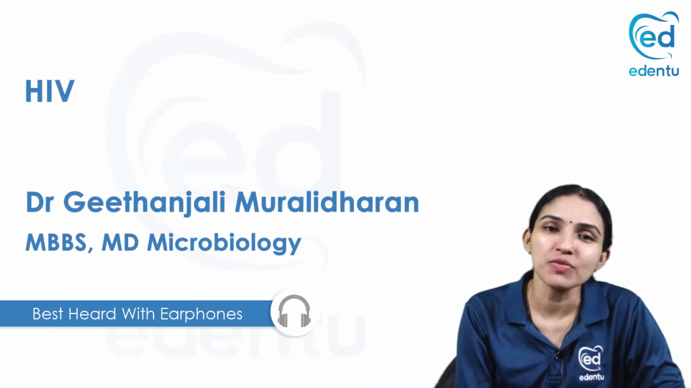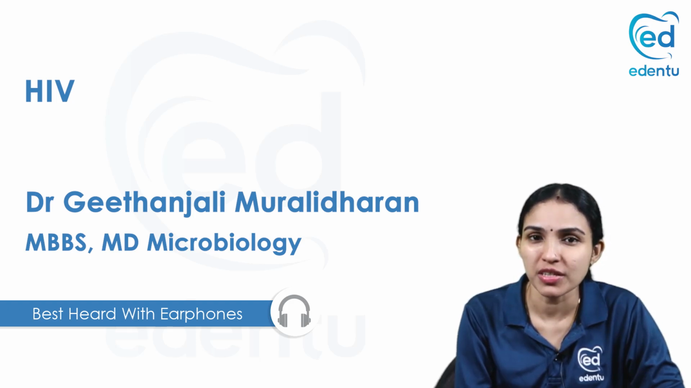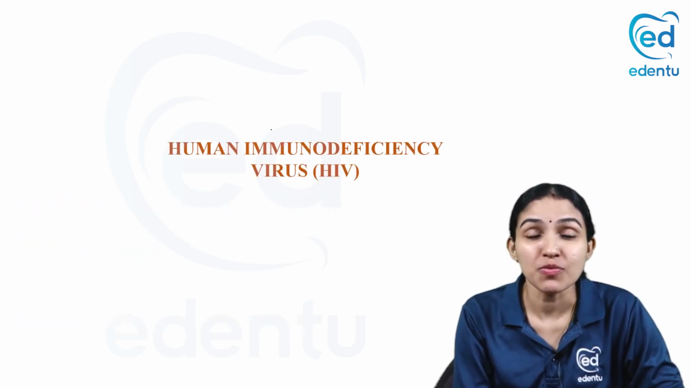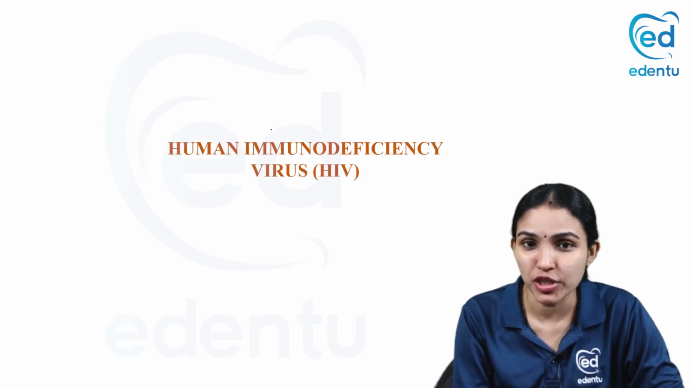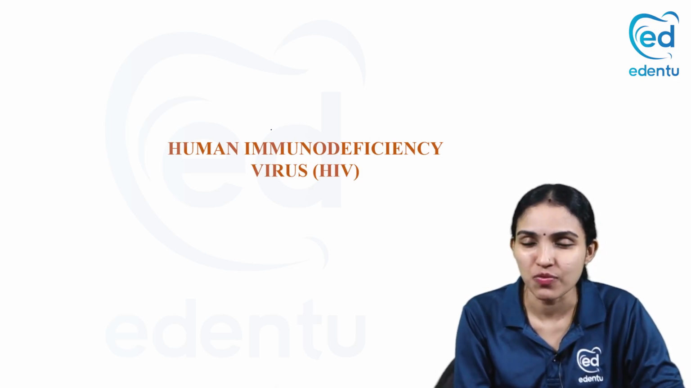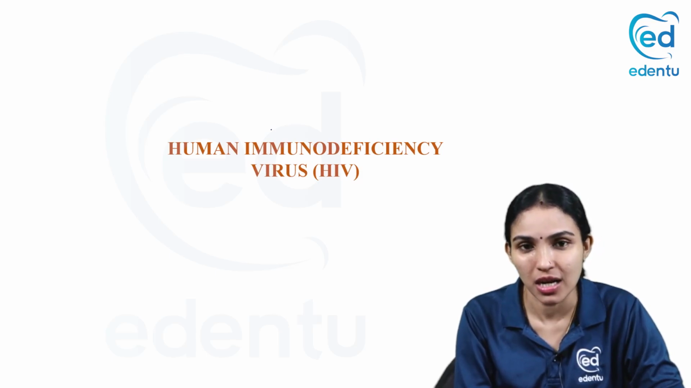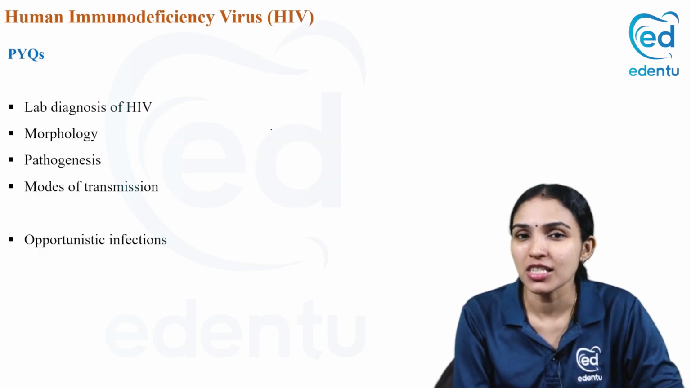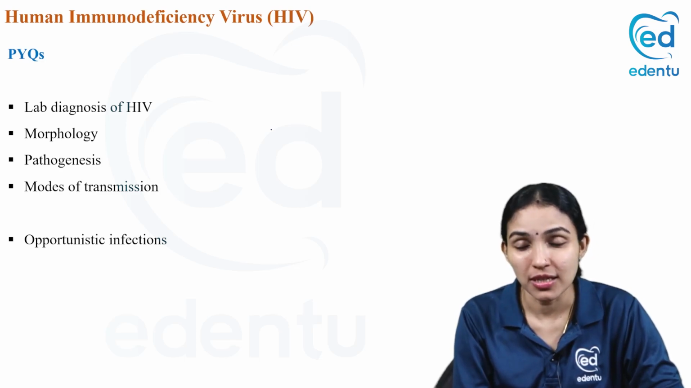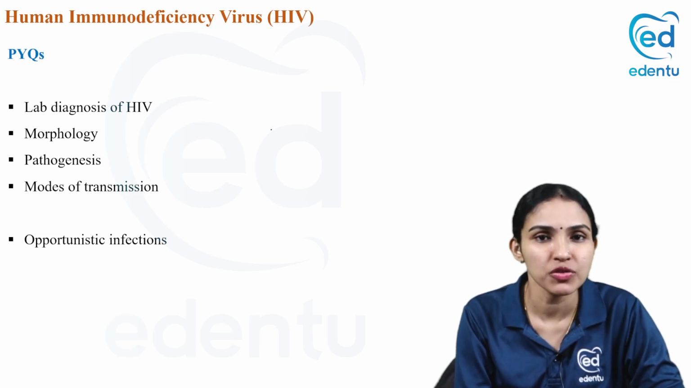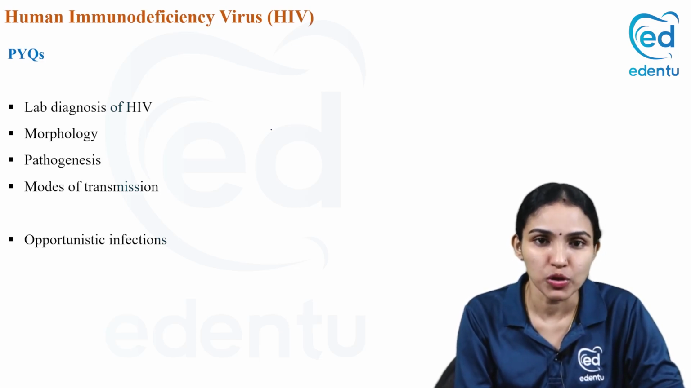Students, in this session we are going to discuss a very important virus, that is human immunodeficiency virus. This causes the famous disease, acquired immunodeficiency syndrome. It belongs to the family Retroviridae. As we have seen in the general class, it is an RNA virus. We'll be discussing the morphology, the antigenic structure, pathogenesis, the clinical features, stages of HIV, the opportunistic infections in HIV, laboratory diagnosis, treatment, and prophylaxis.